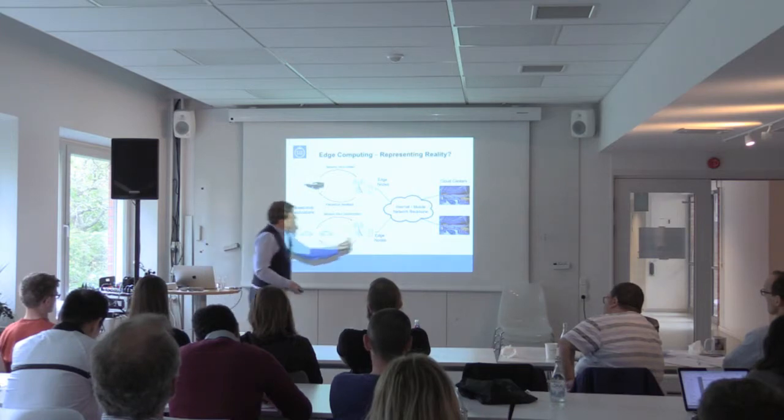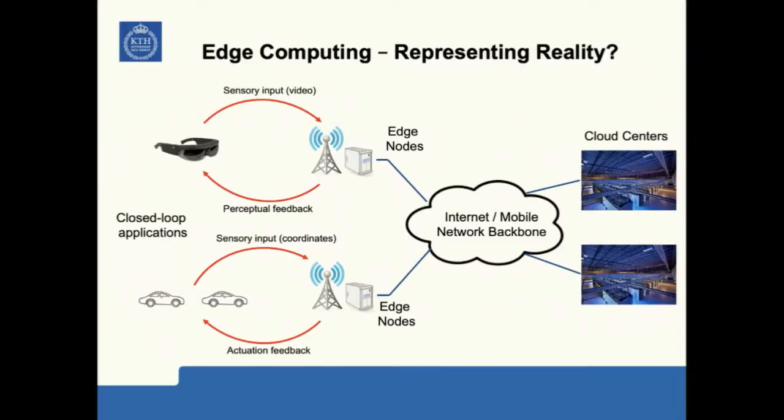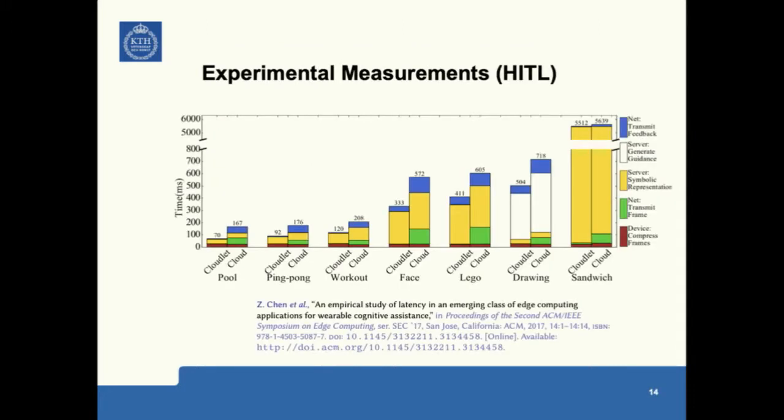Okay, so if the edge nodes are now closer to the endpoints of your applications, that has some benefits, and these are the benefits. This is an experimental measurement set that was published by a colleague of mine at CMU, Carnegie Mellon University, where they looked into a different type of closed loop application.